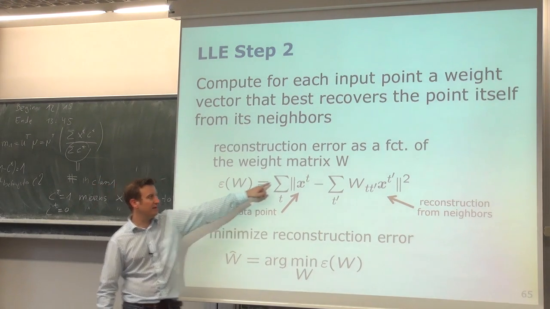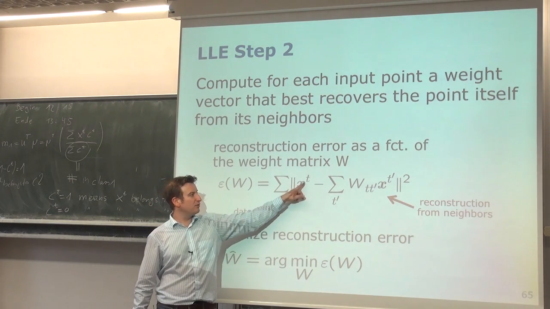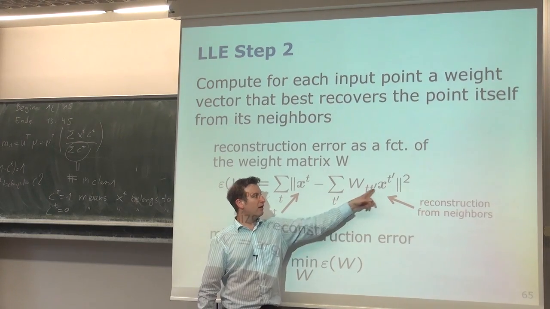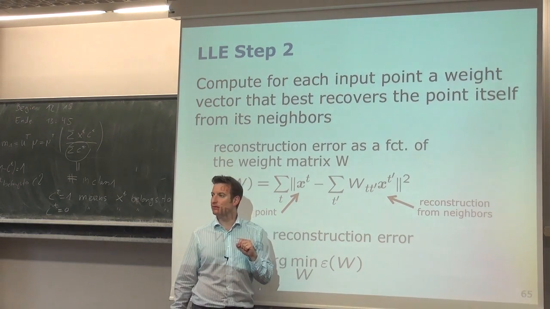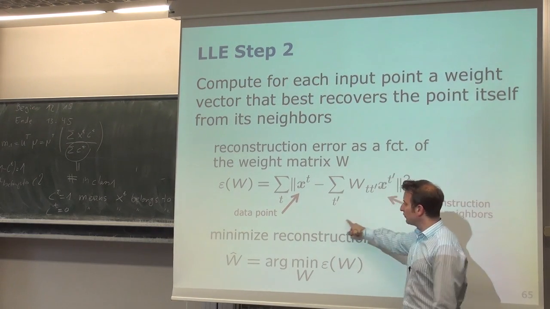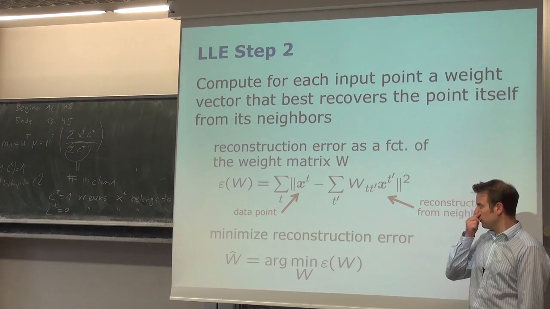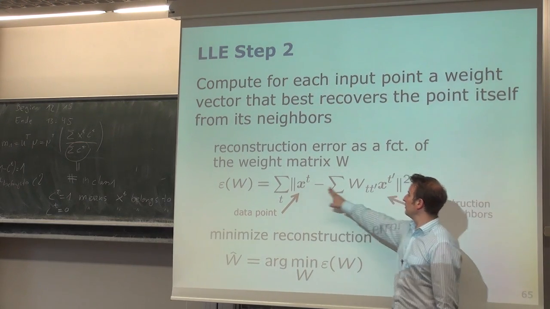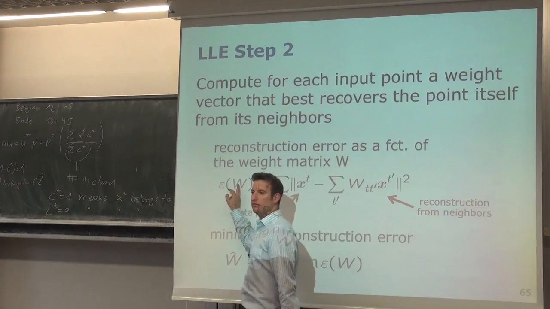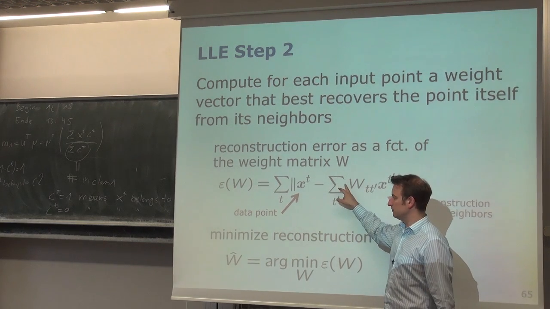And I simply say, this is just a sum over all data points, of all neighbors, the original data point minus the sum over the data points times the weights. So this just means how well can I reconstruct the data points based on the reconstruction of its neighbors. Original data point, reconstruction from its neighbors. I just want to find this W so that this is as small as possible. Right?